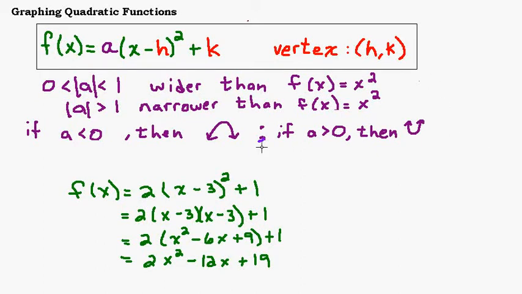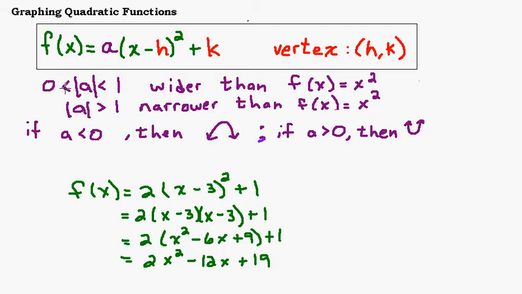This is part 3 of graphing quadratic functions, and in the last video we looked at this formula, f of x equals a times the quantity x minus h squared plus k, where the vertex is (h, k), and we talked about what the value of a does to the graph, how it affects the graph.